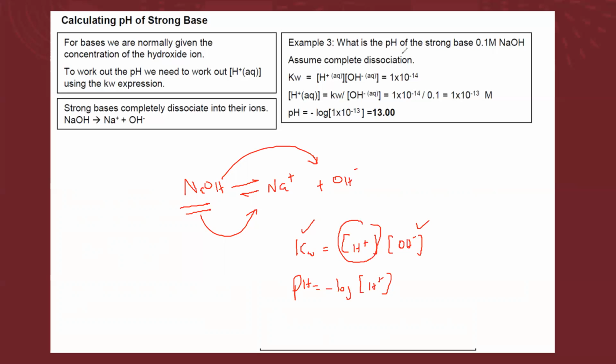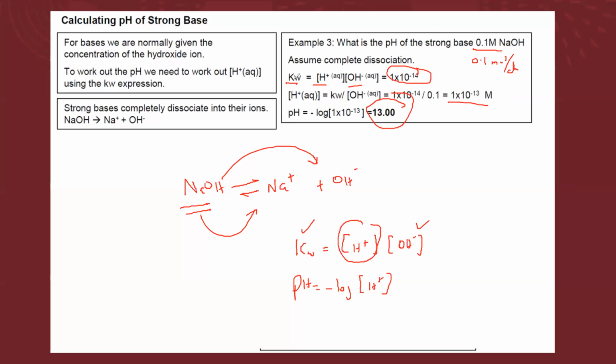So let's see, what is the pH of a strong base of concentration 0.1 molar? 0.1 molar means 0.1 mole per dm cube. Assume that it's a complete dissociation. As we know, Kw is hydrogen ion times hydroxide ion. So Kw is 1 exponent minus 14. And we know the hydroxide ion is the same as the concentration of alkali. So we can find the concentration of hydrogen ion, substitute in the formula, and we'll get the pH of the strong base. So this is how we calculate the pH for a strong base.